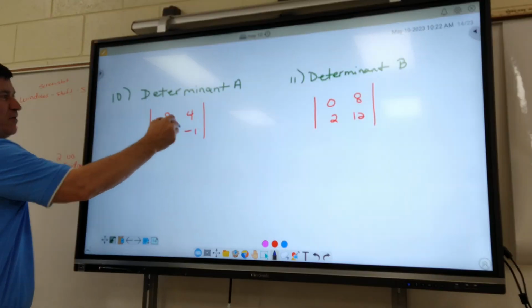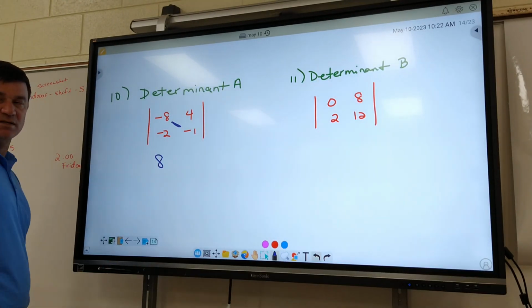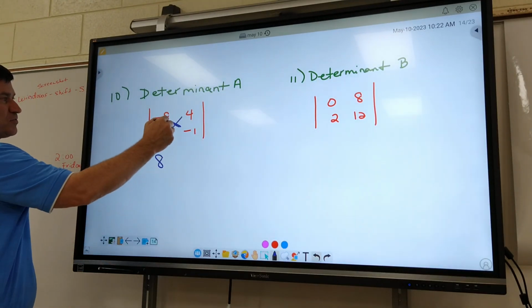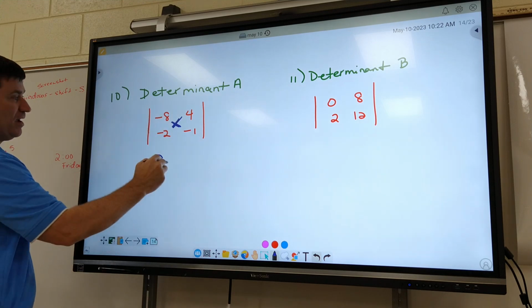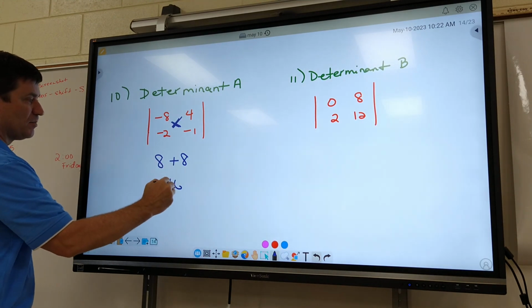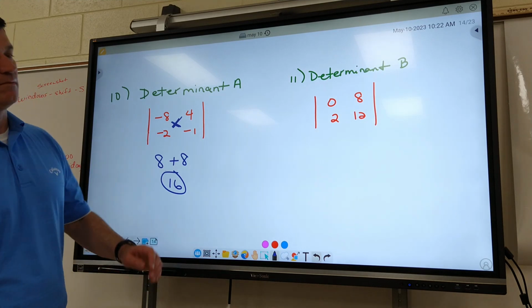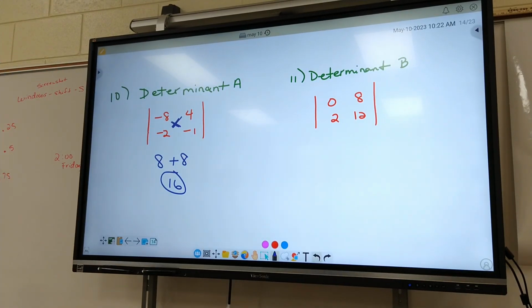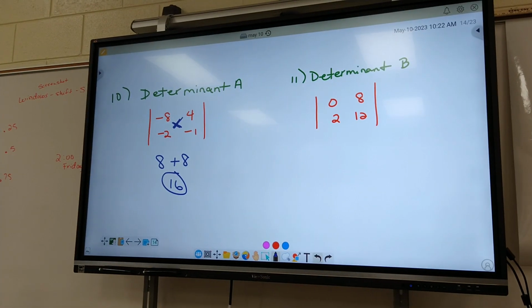How do I cross multiply? You got to go this way first. That gives me 8. Come back this way, you got to flip your sign. So -8 turns into +8. Add them up, you get 16. Do we have to show our work? Last time. That's it. So y'all do 11 the same way.